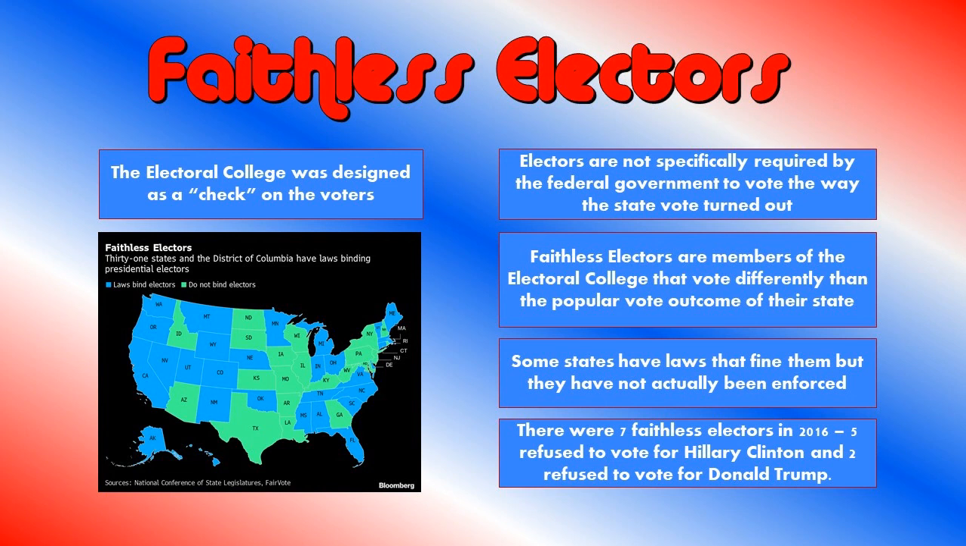In 2016, this is pretty rare, but it happens. In 2016, there were 7 faithless electors. So 5 of the electors for Hillary Clinton refused to vote for Hillary Clinton, and 2 of the electors for Donald Trump refused to vote for Donald Trump.